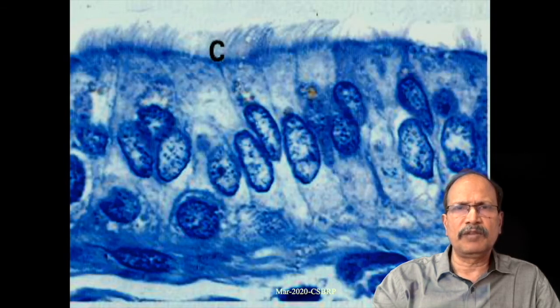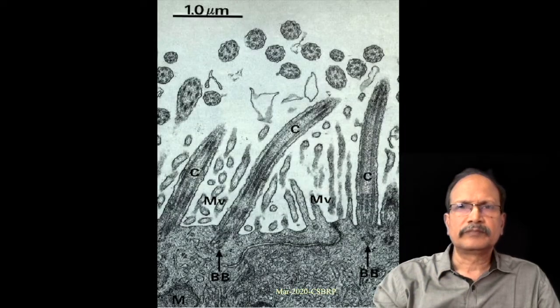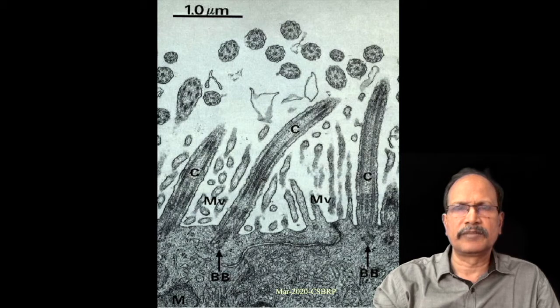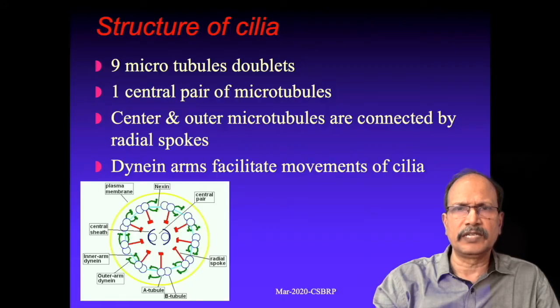So this is a normal appearance of ciliated columnar epithelium, where we can see the cilia on the top. C represents the cilia, and this is a cross section of the topmost portions of this ciliated epithelium, wherein some of the cilia are cut transversely and some are cut in longitudinal fashion. And you can see that there are some structures within the cilia.